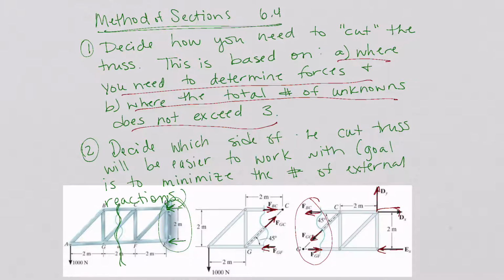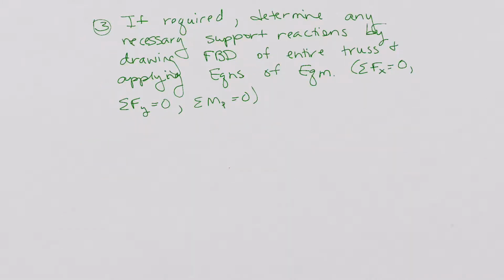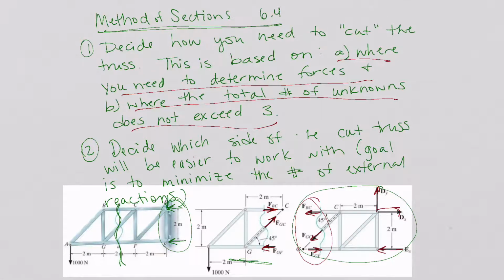It actually makes a little more sense to go ahead and do the cut and figure out what you need to know. Because for this one, we would have been okay without doing those support reactions if we didn't need them. But sometimes you'll find that you actually do need those. In those cases, you'll want to determine any necessary support reactions by drawing a free body diagram of the entire truss and applying the equations of equilibrium: the sum of the forces in the x direction equals 0, y direction equals 0, and the sum of the moments about P equals 0. Then we can use those equations of equilibrium to solve for all the unknown forces. And once we know that, then we can do either of these.